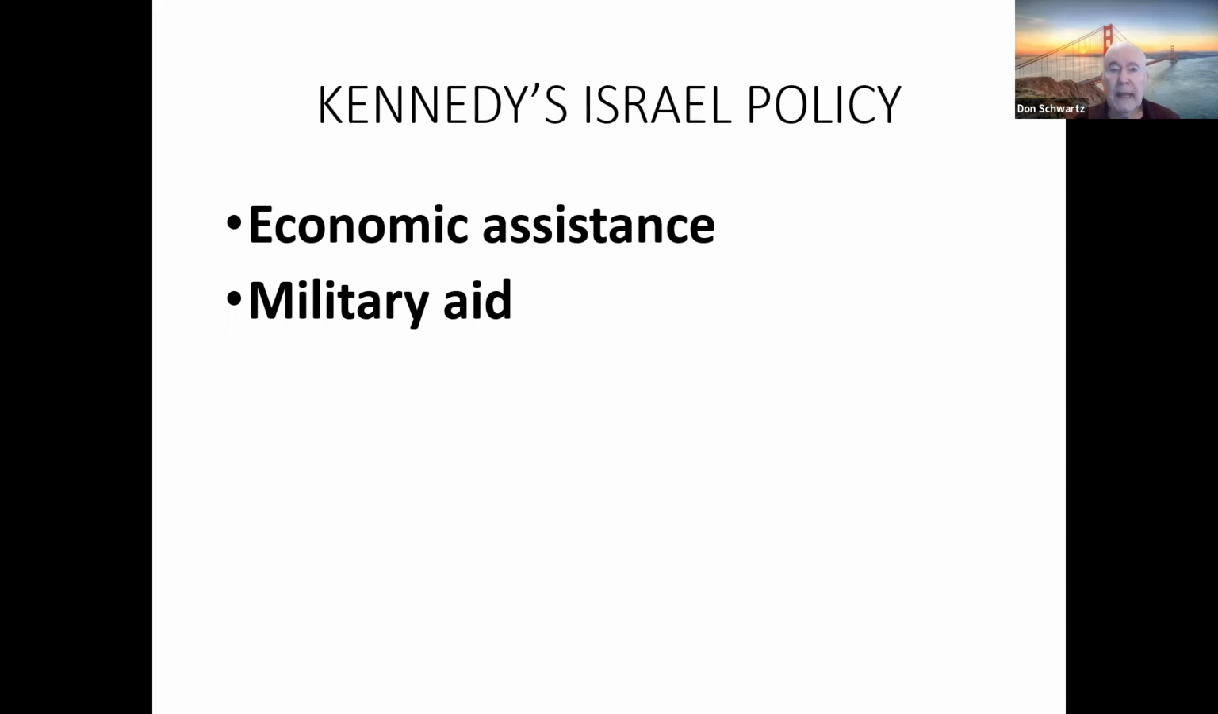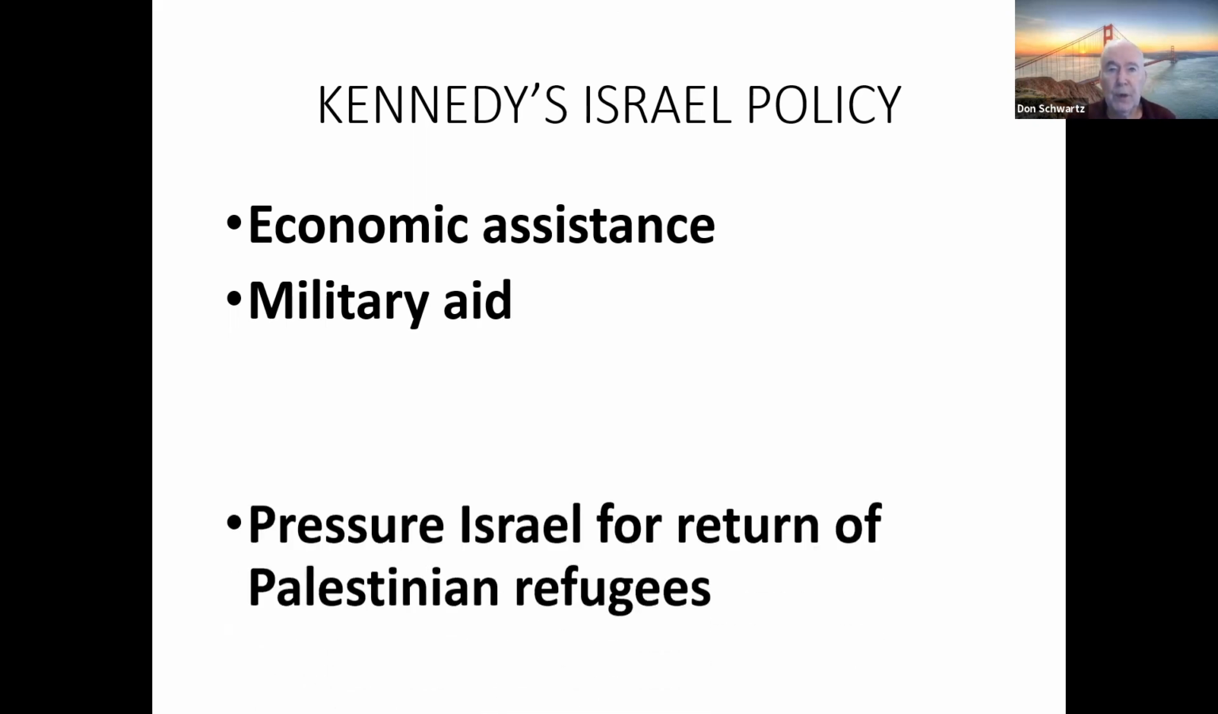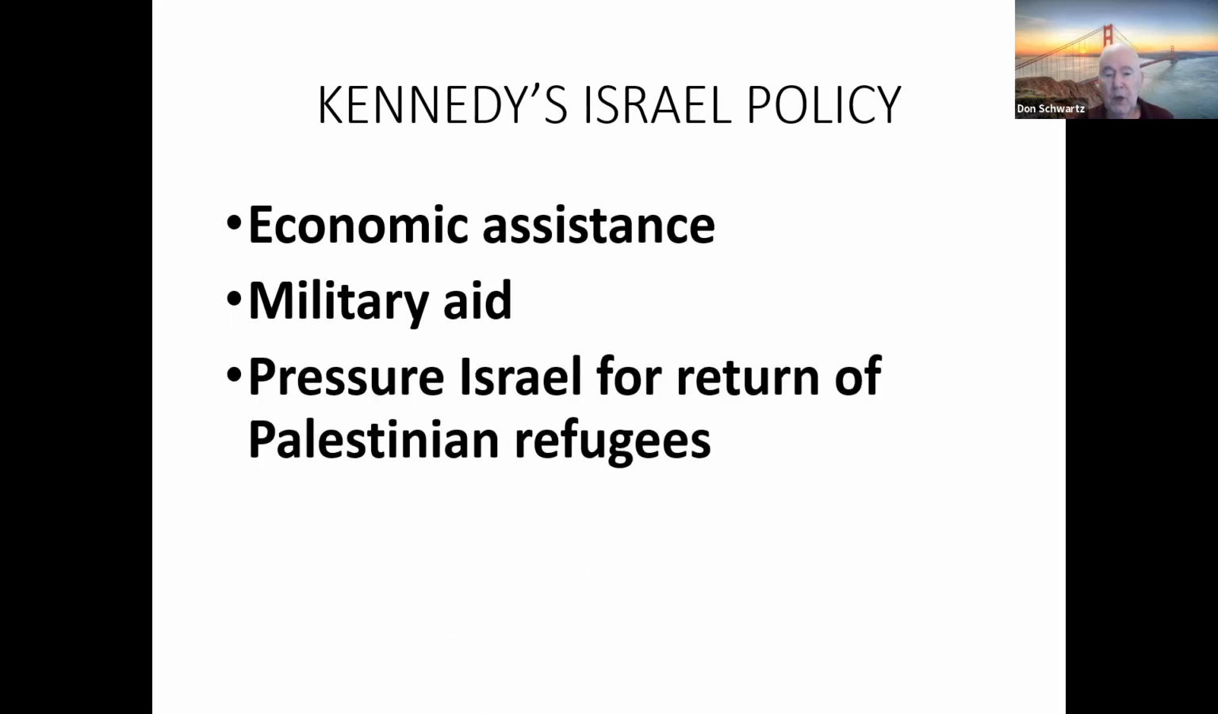Now, there were two main areas in which President Kennedy hoped to influence Israeli behavior. First, he wanted Israel to agree to the return of Palestinian refugees who had fled during the 1948 war. As of the early 1960s, 750,000 Palestinians remained in refugee camps throughout the Arab world. And as long as that problem continued, Kennedy believed, no real peace in the region would be possible. And the Soviet Union would continue to exploit Arab grievances against the West.